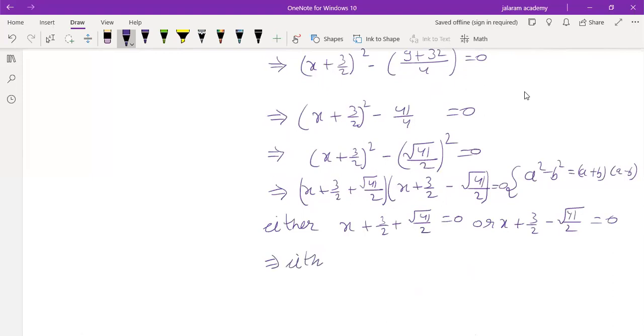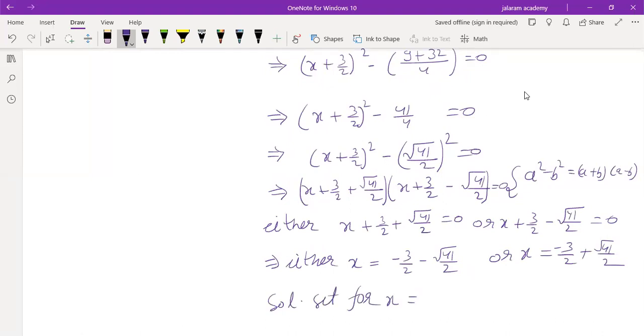It implies either x = −3/2 − √41/2, or x = −3/2 + √41/2. So the solution set is x = −3/2 − √41/2 and −3/2 + √41/2.